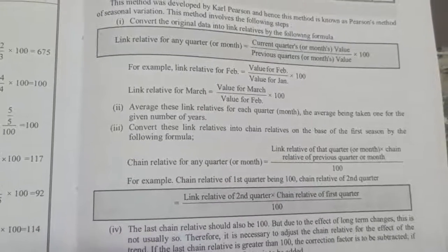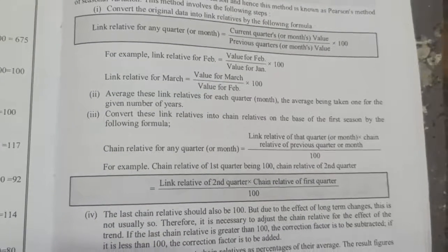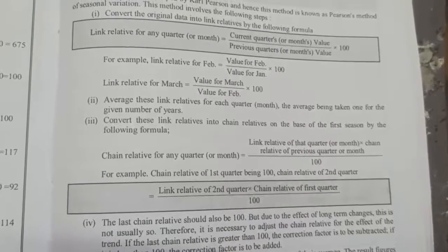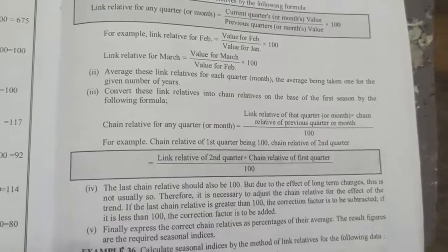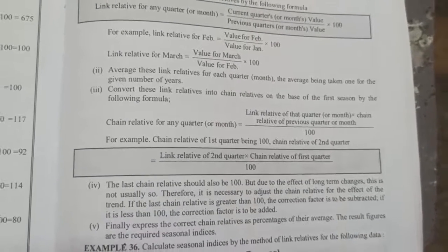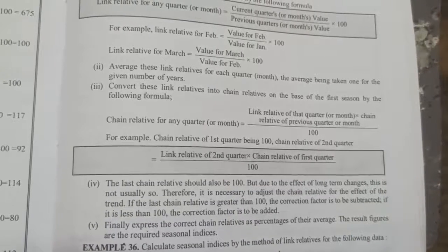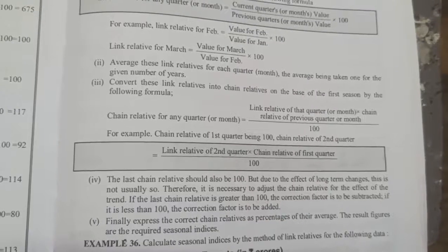Third step will be converting these link relatives into chain relatives by applying this formula. That is, the chain relative of any quarter is equal to the link relative of the quarter into the chain relative of the previous quarter divided by 100. And the fourth step is that the last chain relative should be 100. But if, due to any effect of long-term changes, it is not like that, then we will be adjusting it. How we will adjust it?